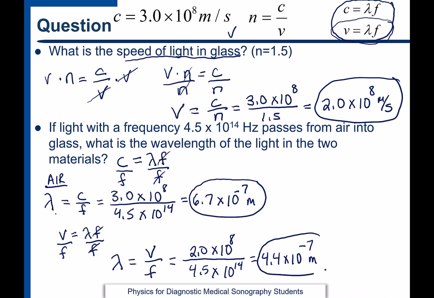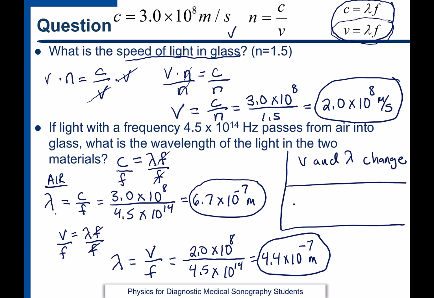So again, when light goes from one material, like air, into another material, like glass, remember that it's the speed that changes and the wavelength changes, but the frequency does not change. So let me just make a note of that. v and lambda change. f is constant.